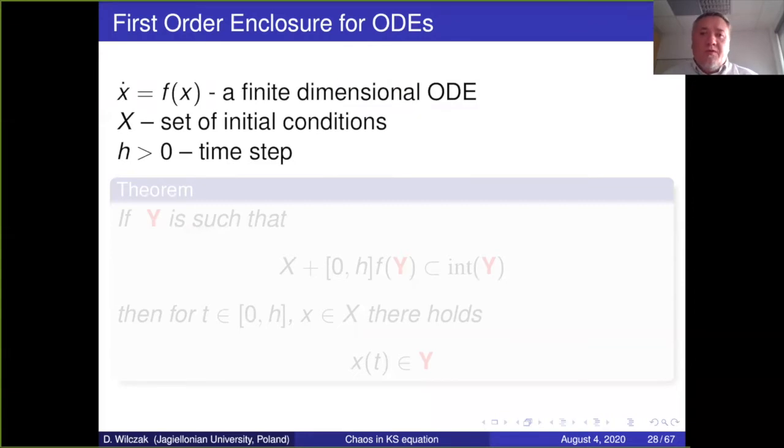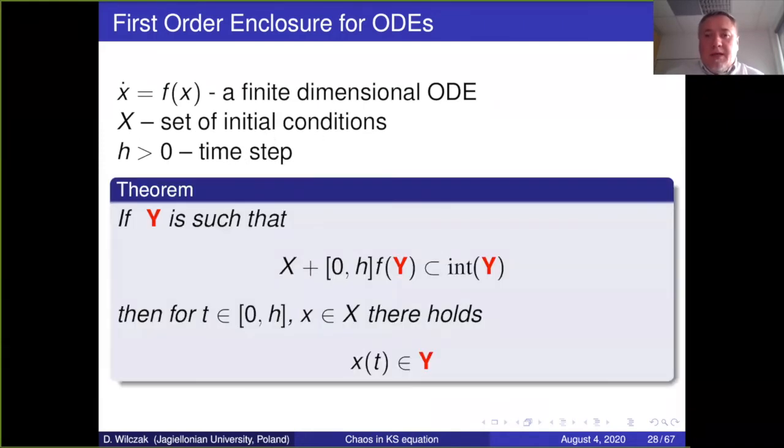I'm going to recall the algorithm for computations of enclosure for ODEs, finite dimensional ODEs, because I will be building on it. So assume that we have some finite dimensional ODE, and we have a set of initial conditions and some time step we are going to make. And if we can find Y, which satisfies this inequality, that means that x plus the interval from 0 to h times the vector field evaluated on Y, and this should be inside the interval Y. Well, no, because we have interval here.